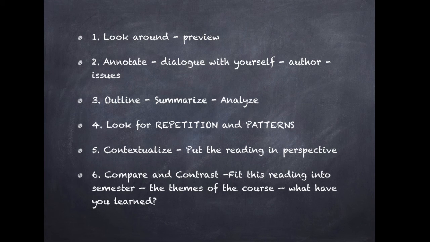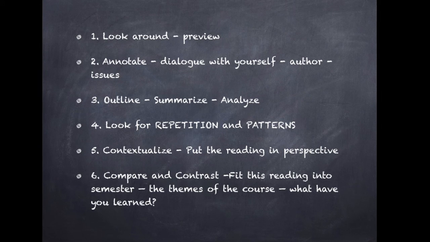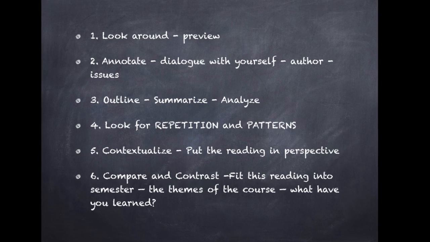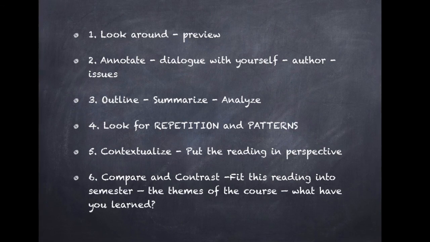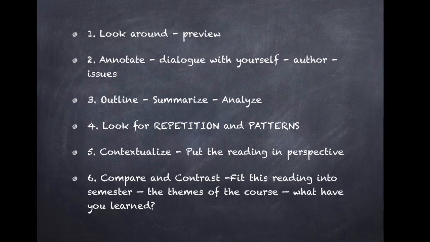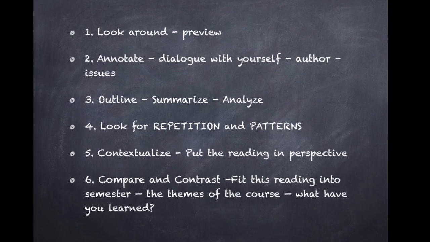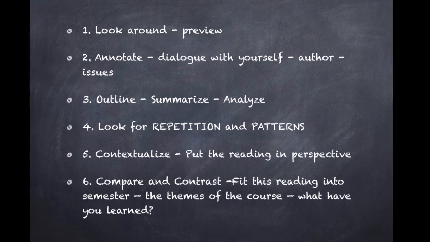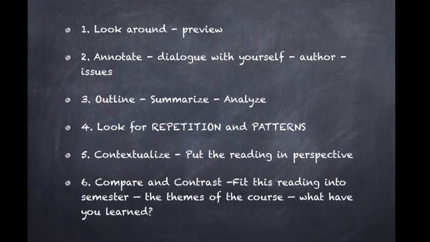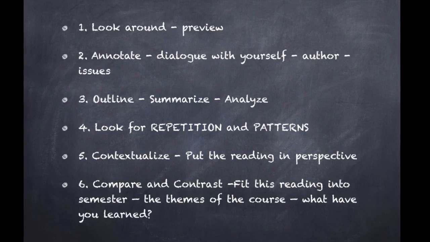So here are the 6 steps. They are: look around, preview, meaning look at the piece that you are assigned to read. Are there headings, subheadings? Annotate. What is annotate? It's a dialogue that you have with yourself while you're reading, and you take notes. You annotate what the author says, and you're looking for issues. So anything that pops into your head as you're reading and thinking, you put down these notes. Outline, summarize, analyze. Also look for patterns and repetition.